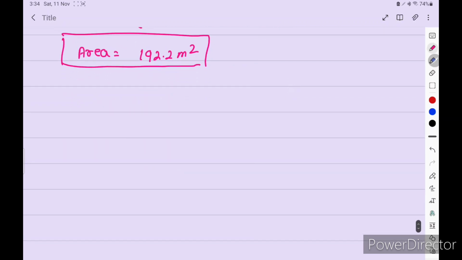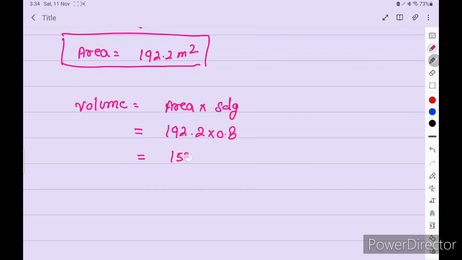What is volume? Area into sounding, that means area into length, breadth into height is equal to volume. So area we calculated 192.2 into sounding given in the question 0.8. So volume is 153.76.